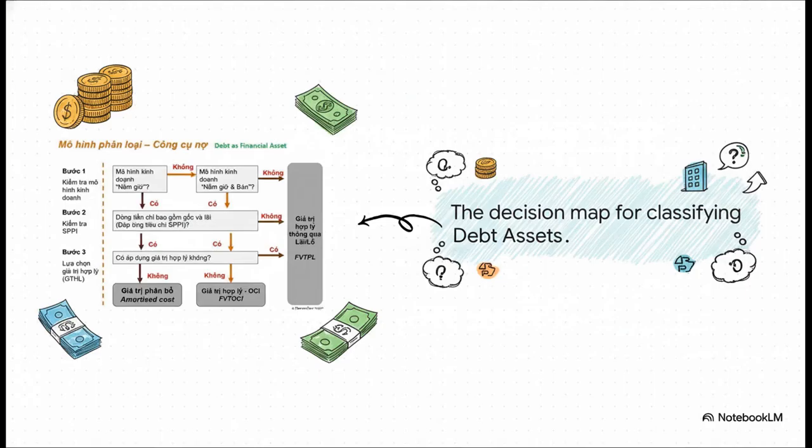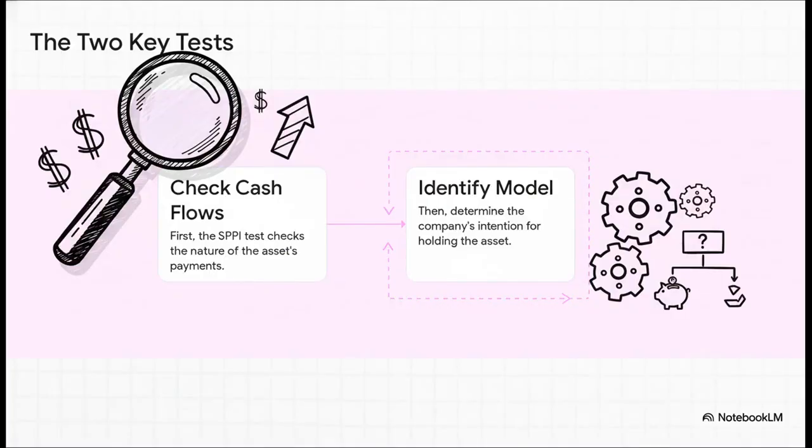Okay, now this might look a little complicated at first glance, but don't worry. This is the exact decision map for debt assets. See how it starts at the top? It's really just a series of yes or no questions that apply those two big tests we just talked about, the business model and the cash flows, to guide you to the right answer down at the bottom. In fact, we can boil that entire flowchart down to two essential steps. First, you check the nature of the cash flows. And second, you figure out the business model. Let's break those down a bit more.